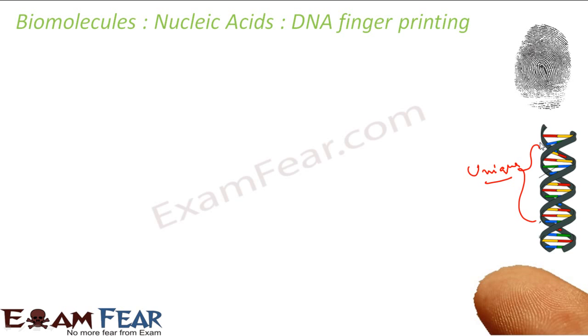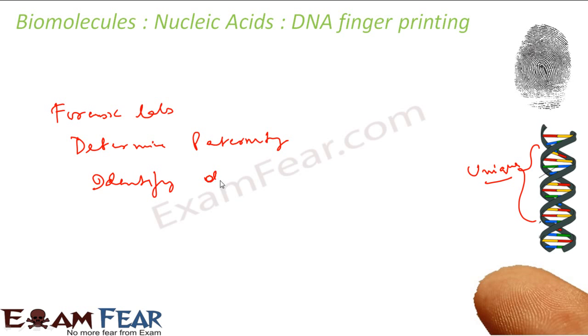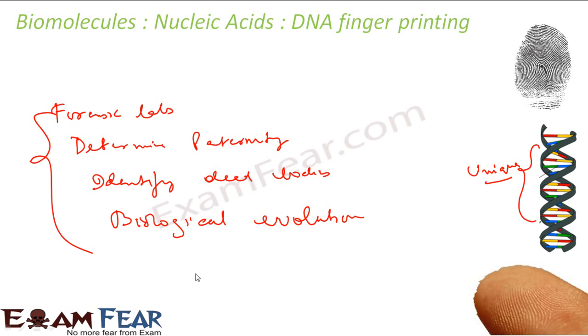It can also be used to understand biological evolution. This DNA is used in a lot of places, right? It is used in forensic labs, to determine paternity, to identify dead bodies, and to understand biological evolution. These are the advantages of DNA fingerprinting.